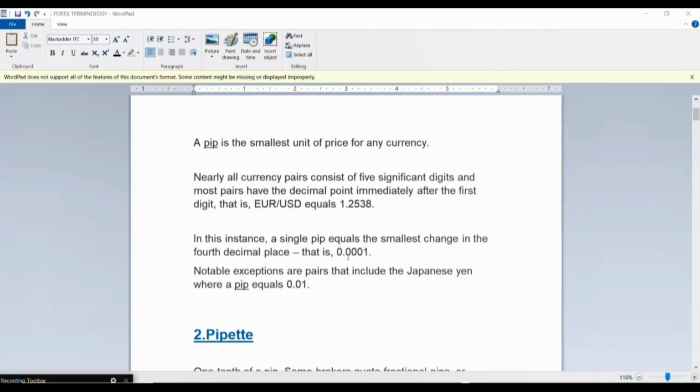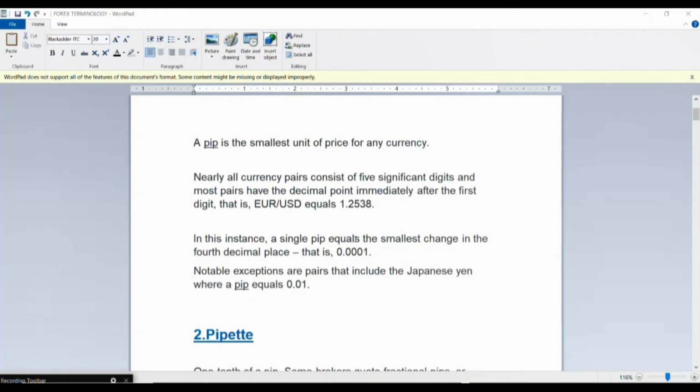It is denoted as 0.0001. This one here is the PIP, which means if Euro USD moves from 0.0001 to 0.0002, it means Euro USD has increased by 1 pip. If it moves from 0.0001 to 0.0003, it means Euro USD has increased by 2 pips. From 1 to 3, 2 pips.